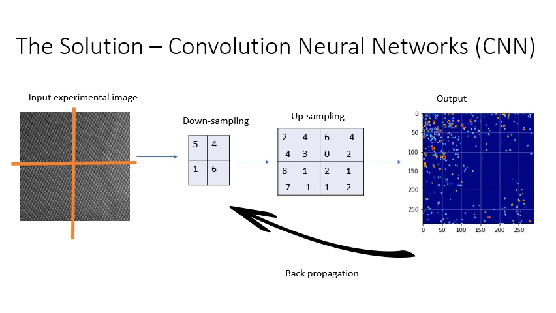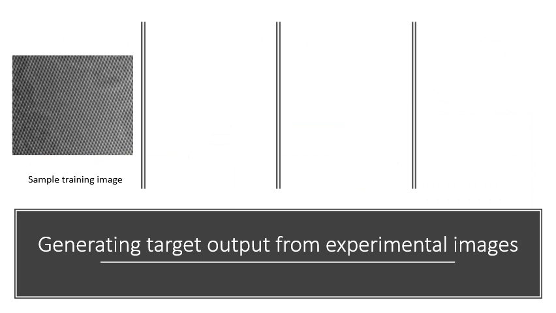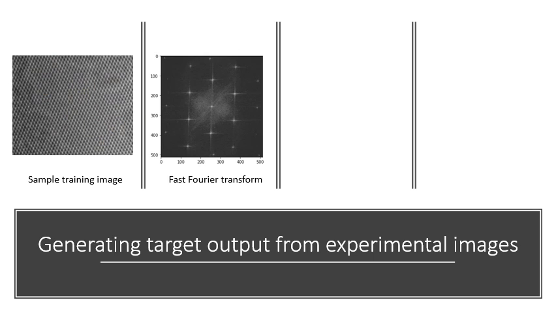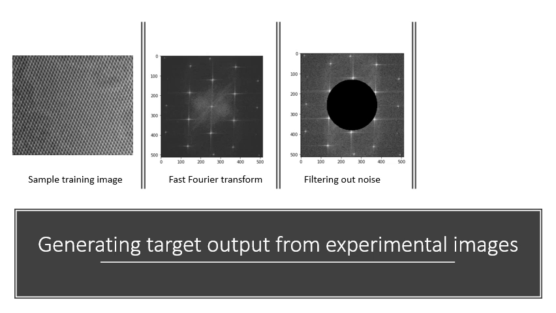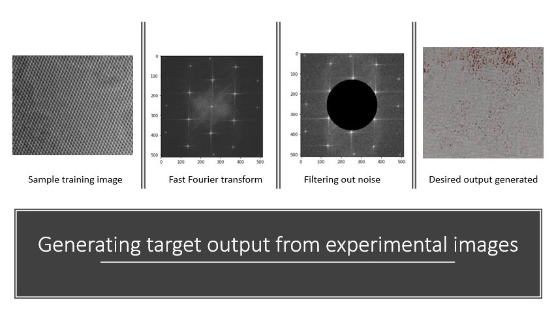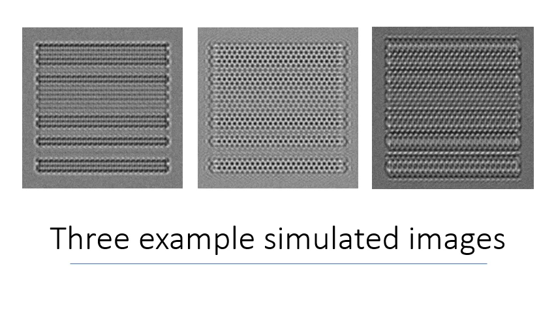We can do it in two ways. One is experimental, and the other is through simulation. The experimental method goes like this. You take an image, do a Fourier transform of it, filter out the noise in momentum space, and do the inverse Fourier transform, where all the regions in red are non-perfect hexagons. Or we can use simulations.